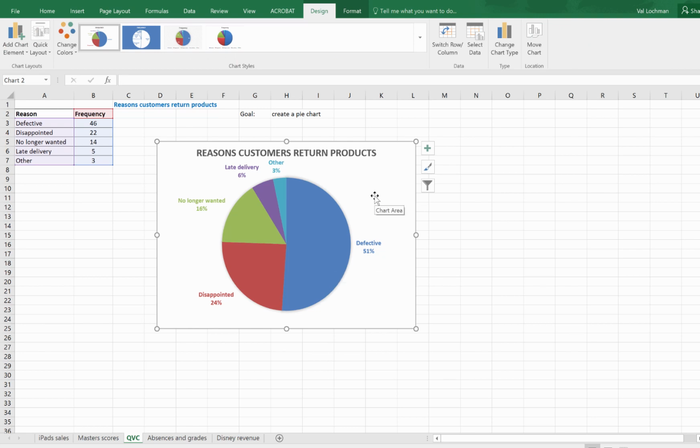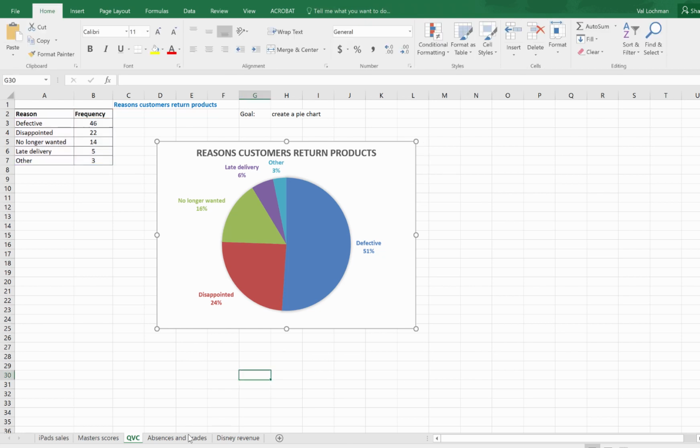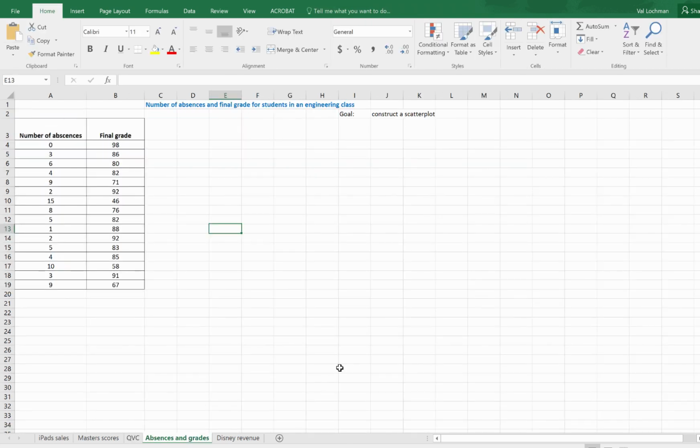What was the highest percentage category, right? In this case, it's defectiveness of the product. So that is your pie chart. Really easy to construct, easy to read, very popular when it comes to usage. Okay, let's go ahead and take a look at the next example.